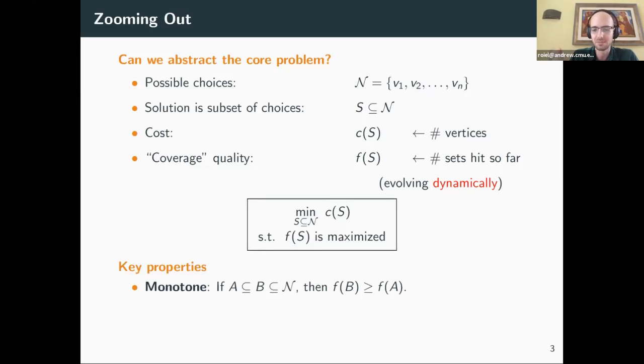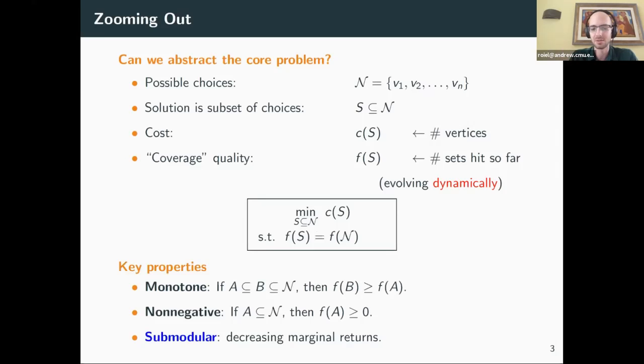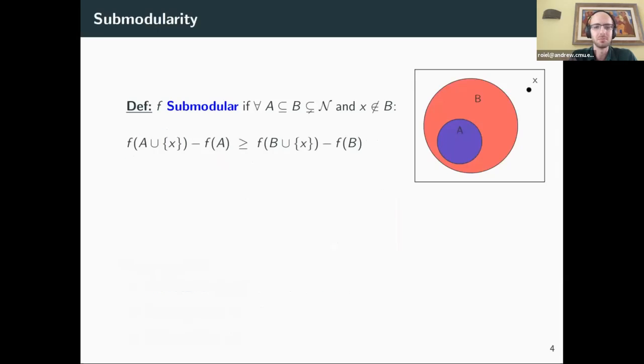Okay, so we'll assume that f is monotone. So if a subset A is contained in a subset B, then f of B is greater than f of A. With this, we can rewrite the condition that f is maximized as f of S equals f of the entire ground set. F is non-negative, and f is so-called submodular. Okay, so it has a decreasing marginal returns property. In one slide, function f is said to be submodular if for any two subsets of the ground set A and B, A contained in B, and an element x outside of both A and B, f of A union x minus f of A is bigger than f of B union x minus f of B. So x gives more benefit marginally to A than to B.